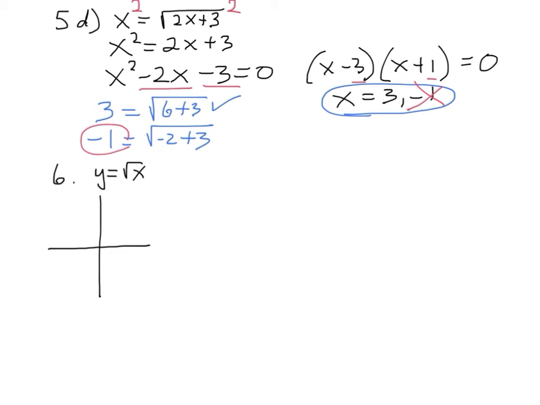Number 6, we're asked to graph the square root of x function. The parent function, y equals the square root of x, starts at 0, 0, and it goes up and it flattens out like so. Remember the domain for this function, x will be greater than or equal to 0. The range of this function, y will be greater than or equal to 0 as well.